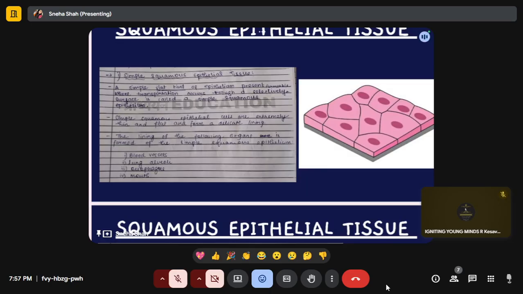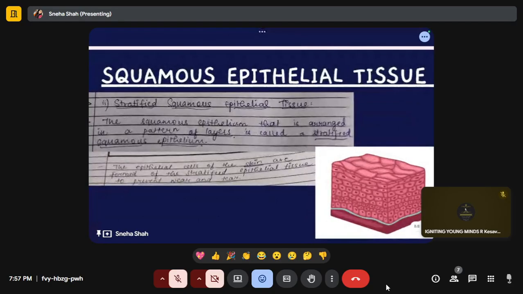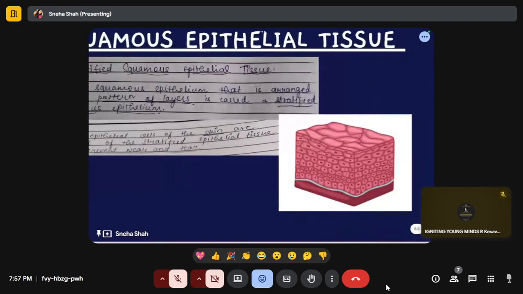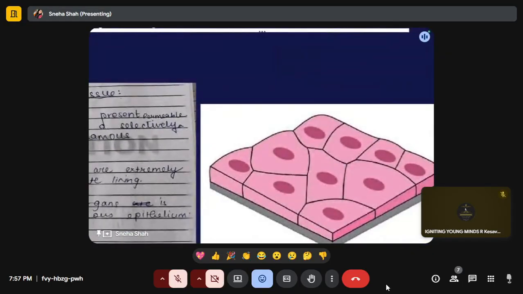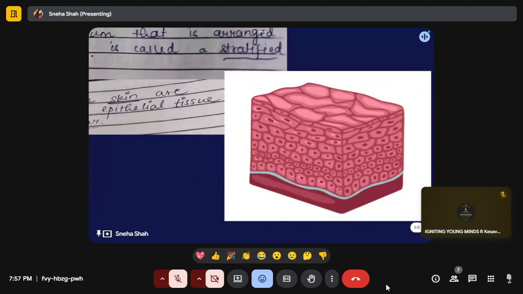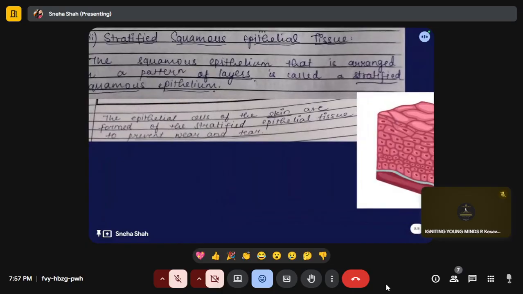Okay, moving on with squamous epithelial tissue type 2, that is stratified squamous epithelium. In your NCERT, it is not given in much detail. But stratified squamous epithelial tissue is arranged in a pattern of layers. It is the same squamous tissue like this one, but arranged one on other, so it becomes stratified, that is, a layered tissue. Such a tissue is present only in the cells of the skin. They have given a basic function: to prevent wear and tear.